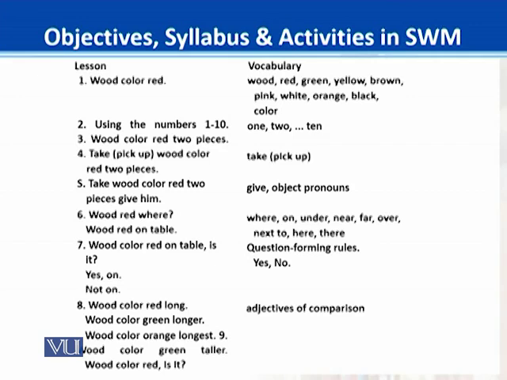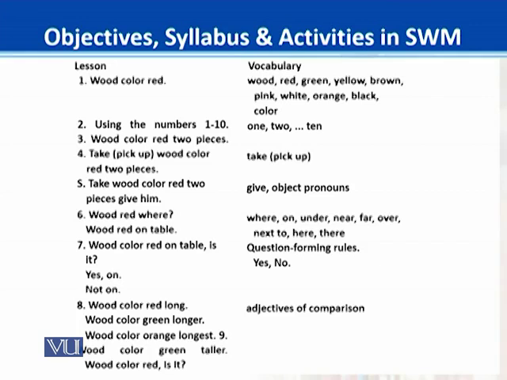If you look at number 7, now gradually what happens? The learner is brought to the question forming rules. Wood color red on table, is it? And the student responds with yes or no. Yes, on it, no, not on, etc.